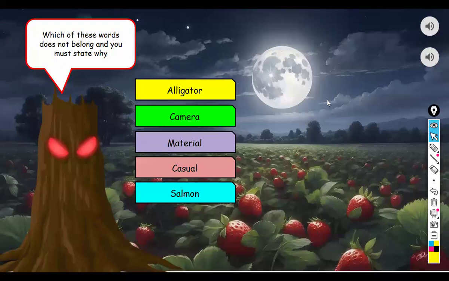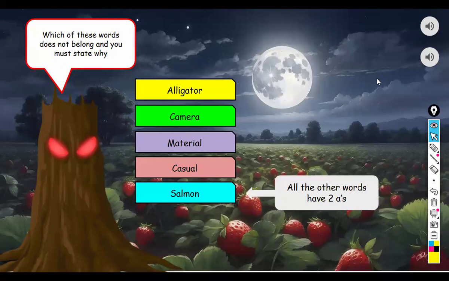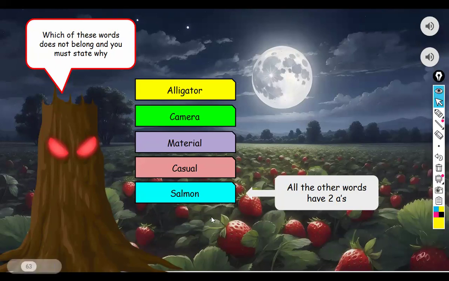But this was the correct answer, guys. It's salmon. All the other words have 2 A's. Salmon is the only one with 1 A. I got this one on the internet, so this isn't my own original puzzle, but it took me a while. I actually had to search for the answer. I wasn't able to get it out. All right, let's move on.